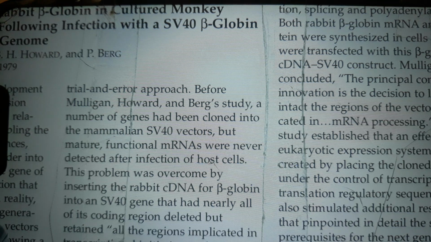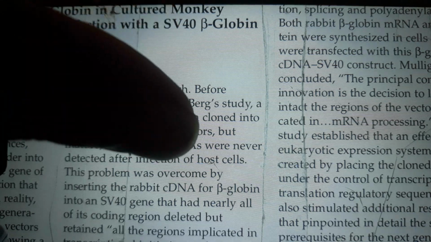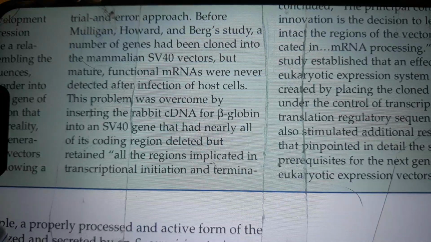Mulligan et al. concluded the principal conceptualizing innovation is the decision to leave intact the regions of the vector implicated in the mRNA processing. The study established that an effective eukaryotic expression system could be created by placing the cloned gene under the control of transcription and translation regulatory sequences. It also stimulated additional research that pinpointed in detail the structural prerequisites for the next generation of eukaryotic expression vectors.